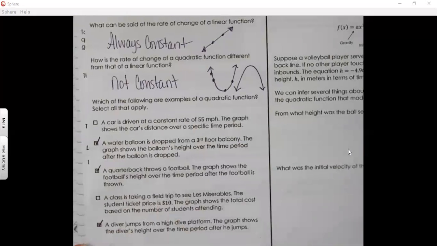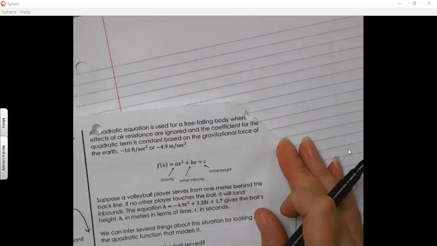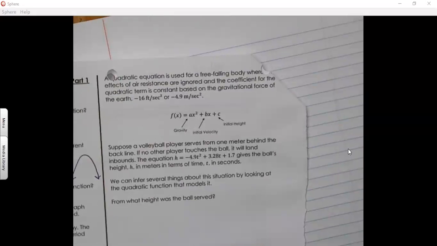A quadratic equation is used for a free falling body where any effects of air resistance are ignored and the coefficient for the quadratic term is constant based on the gravitational force of the Earth, okay? So quadratics are used a lot in science when we're talking about gravity, but like it said, it ignores any air resistance. So if it's windy or whatever, this is just assuming that there's no air resistance.